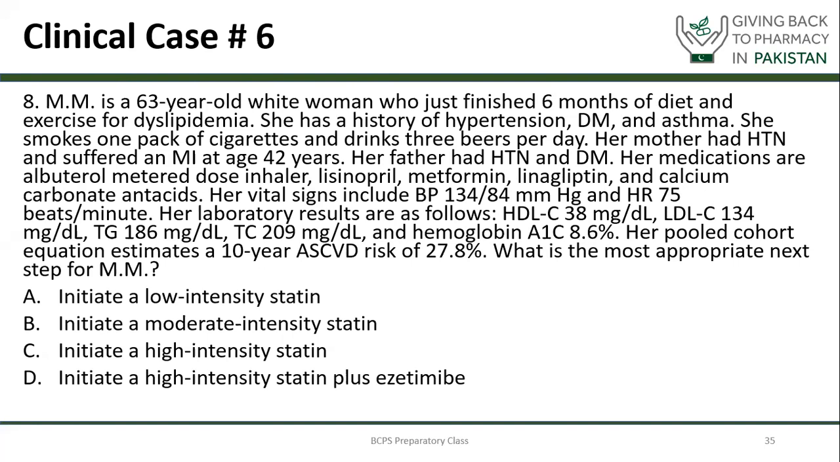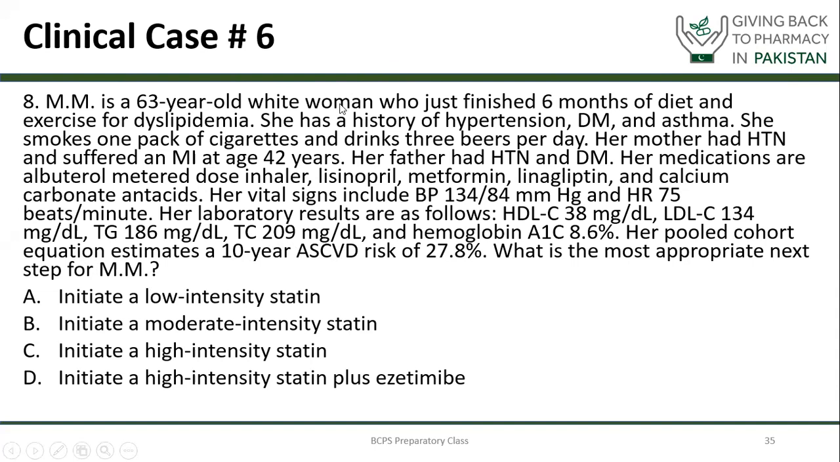Her vital signs include BP 134 over 84 millimeters of mercury, heart rate 75 beats per minute. Her laboratory results are as follows: HDL 38 milligram per deciliter, LDL-C 134 milligram per deciliter, triglycerides 86 milligram per deciliter, TC 209 milligram per deciliter, hemoglobin A1C 8.6%. Her pooled cohort equation estimate 10-year ASCVD risk is 27.8. What is the most appropriate next step for MM?